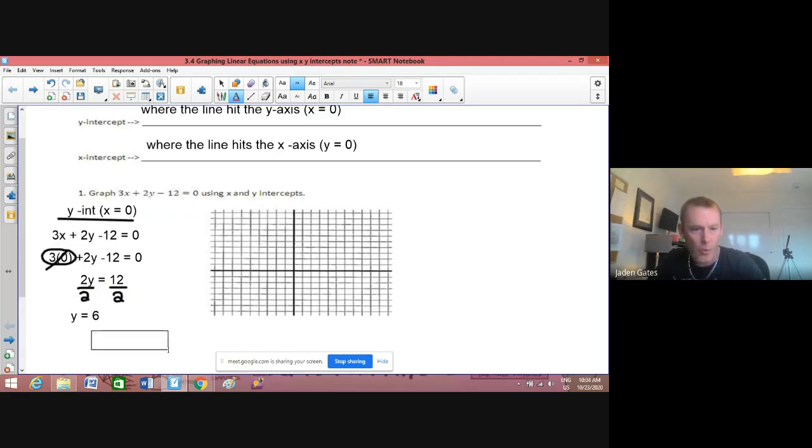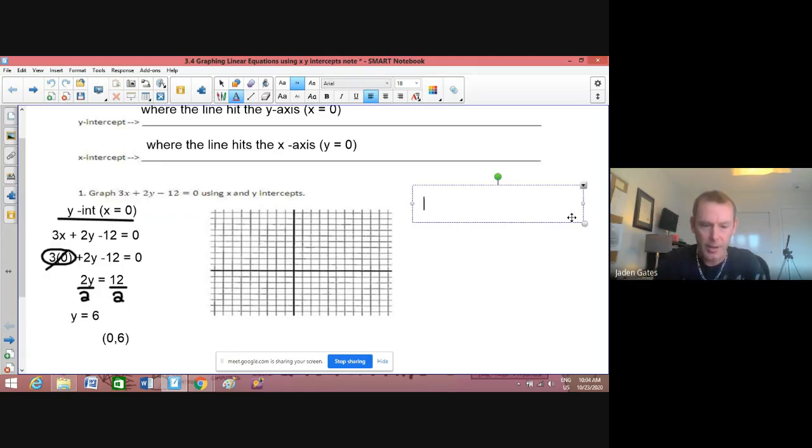And so our y-intercept then is the point where 0 is in for our x, and our y value is 6. So there is 1 point on our graph. All right, now we need another one. So I'm going to go over to this side here, and I'm going to find my x-intercept. And again, the key thing with the x-intercept is that the y is equal to 0.